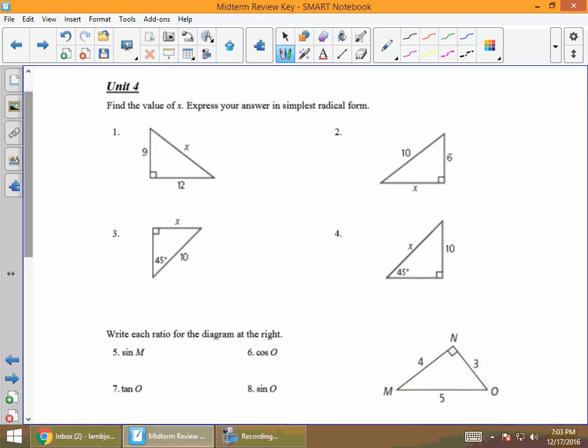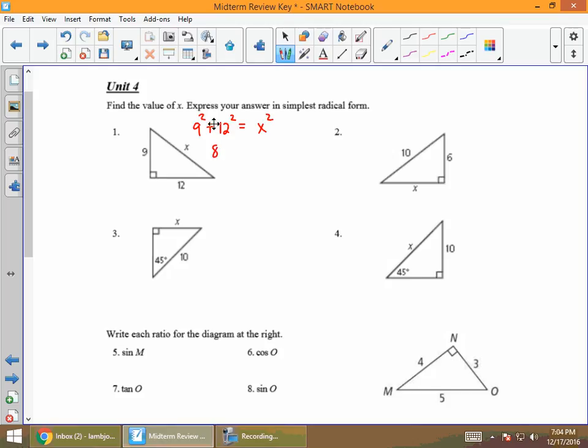So let's jump right into questions 1, 2, 3, and 4. I have some special right triangles in here, but it looks like question 1 and question 2 are both about the Pythagorean theorem. So a squared plus b squared equals c squared. So in question 1, the legs are 9 squared plus 12 squared, and that has to equal x squared. The c is always the hypotenuse.